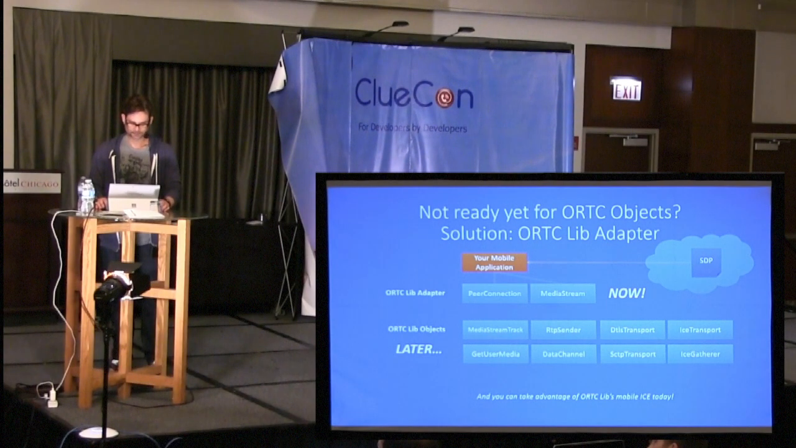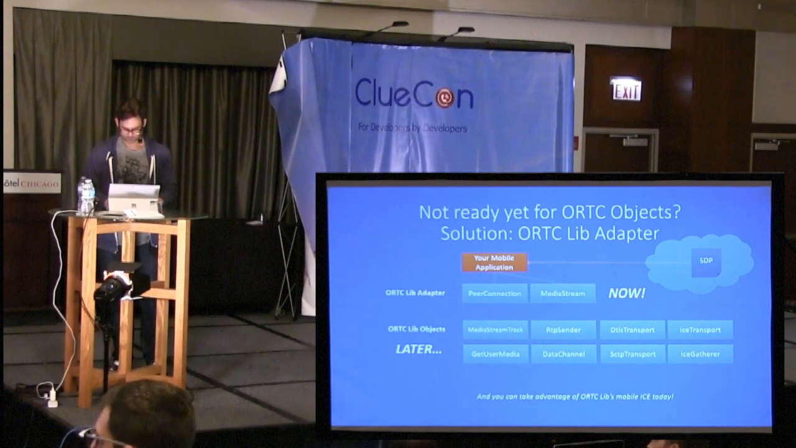What you can do with ORTC lib is use your standard SDP mechanism that you're doing now. You can implement against the same peer connection API that you have with WebRTC, as well as the same media stream objects. It has all of the APIs and surface points that you need to do a peer connection right now. And that adapter layer will talk to the ORTC lib objects and control them on your behalf through your peer connection interface. So if you don't want to learn how to do ORTC lib objects right now and how they work, you can certainly take advantage of the mobile light stack that's within ORTC lib right now through this existing peer connection interface.